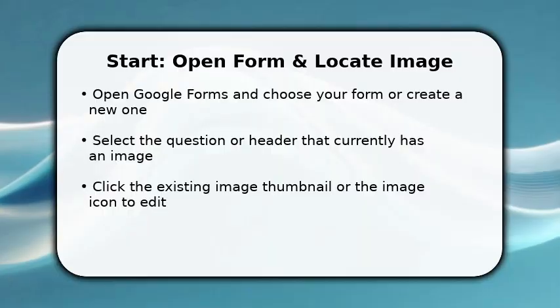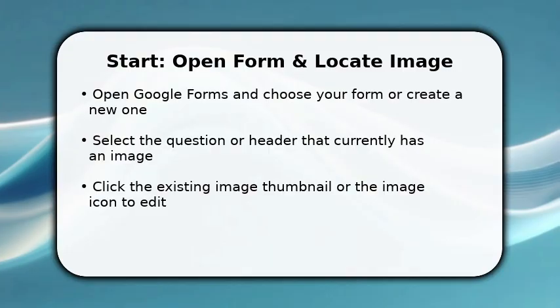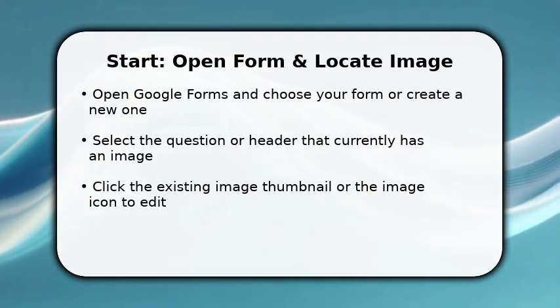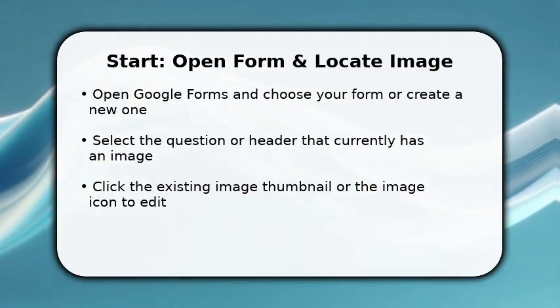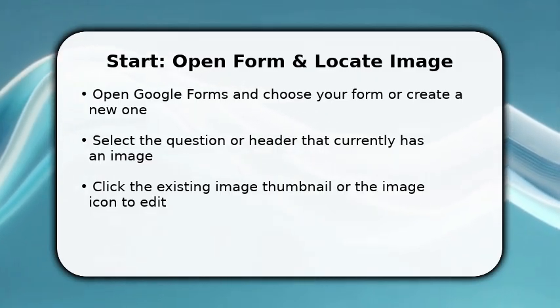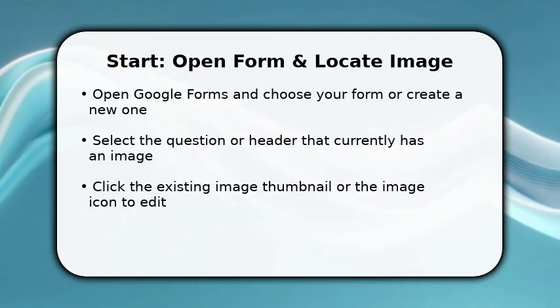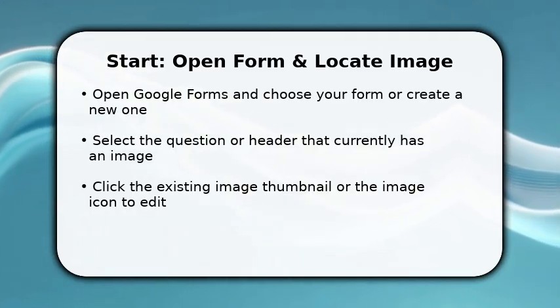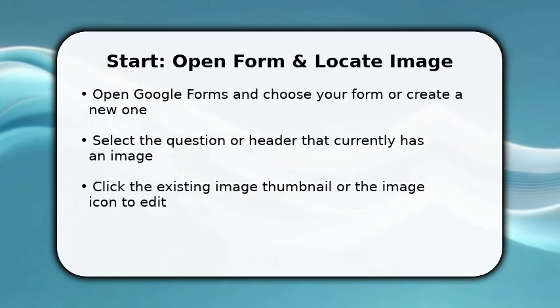Enjoy the video. You're starting inside Google Forms. Open the form you'll edit and find the question or header that already contains an image. Click the image thumbnail or the image icon next to the question to open the image picker. Once the picker appears, you can replace the photo by uploading, dragging, or choosing from Drive or Photos.